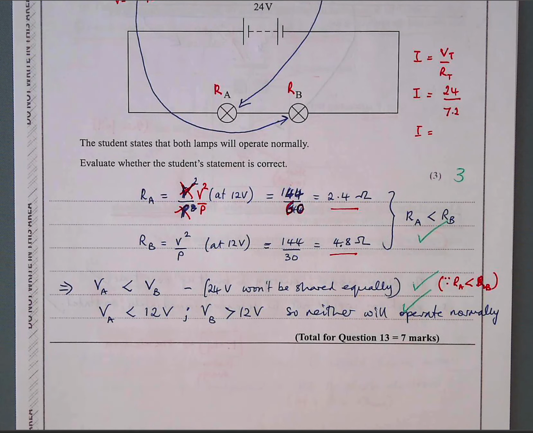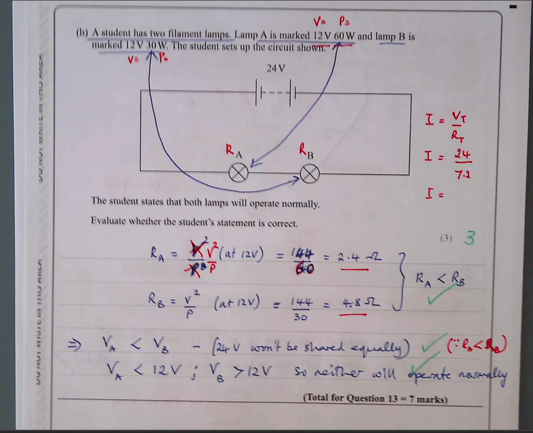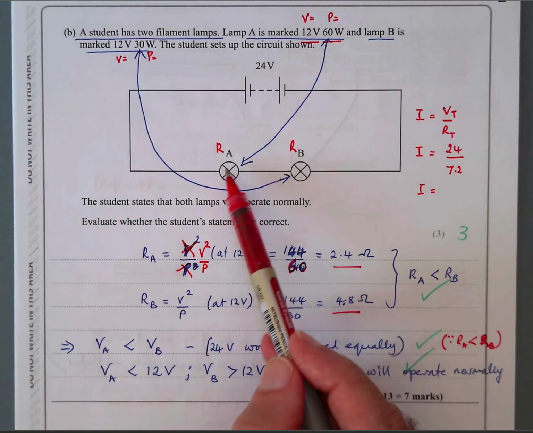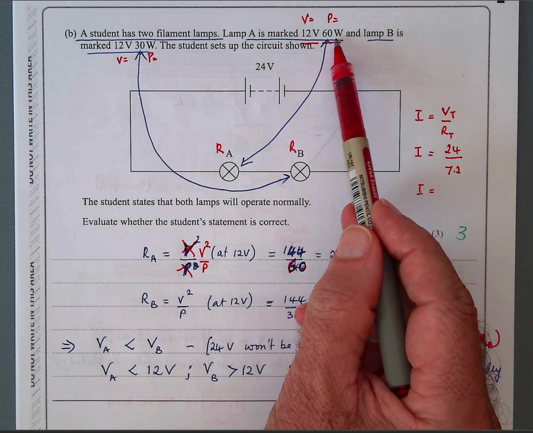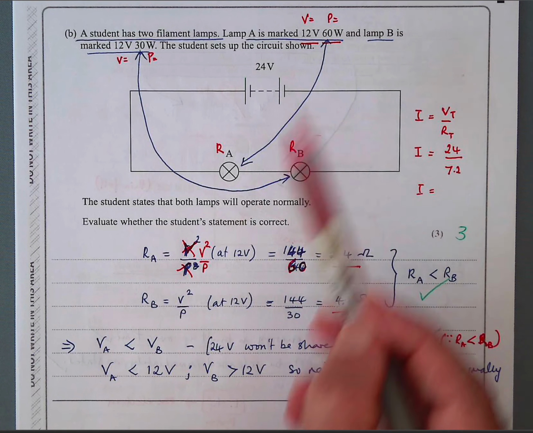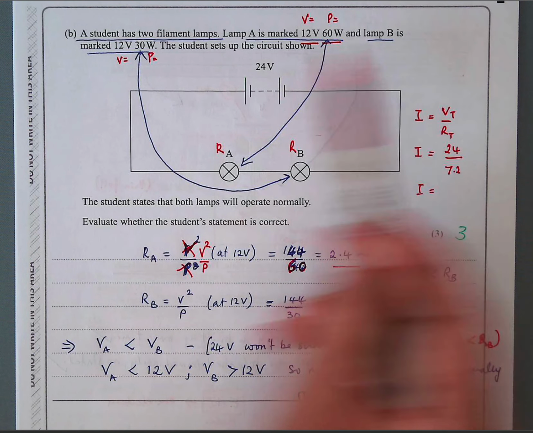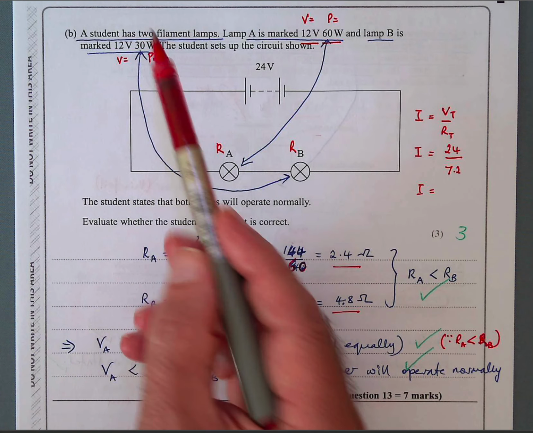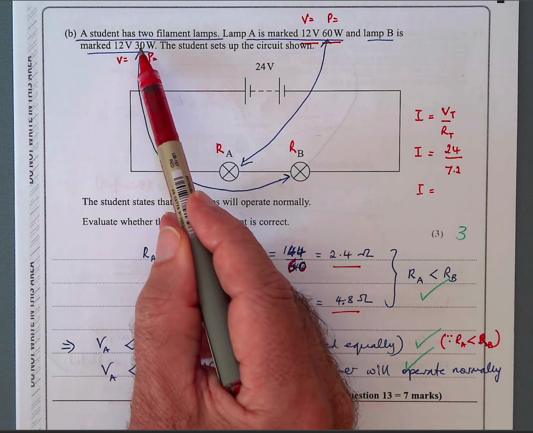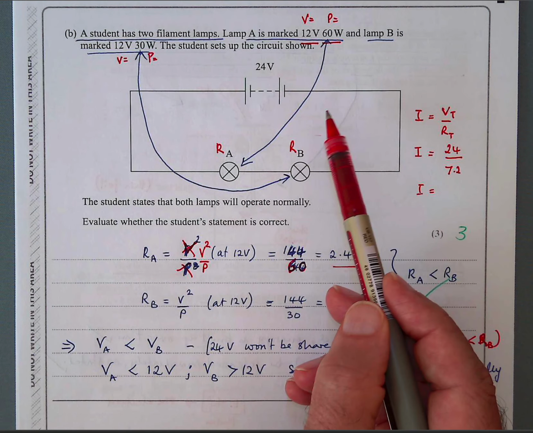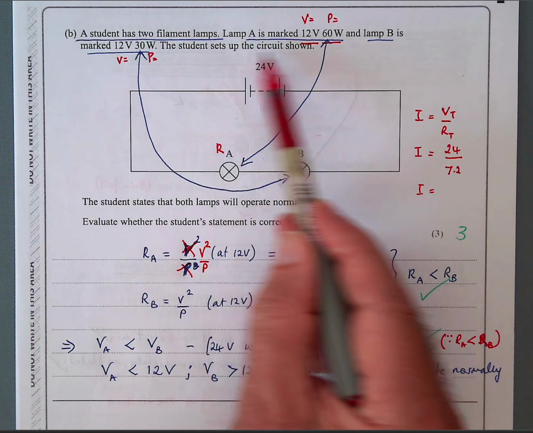The first part of question 13 is done. The second part is putting these into a circuit. This time the student has 2 filament lamps. Lamp A is the one that we've just been speaking about, marked 12 volts and 60 watts, and lamp B is marked 12 volts and 30 watts. That means that these bulbs are meant to operate at 12 volts, and if they do, that's the power that you'll get. However, the student sets up the circuit as shown.